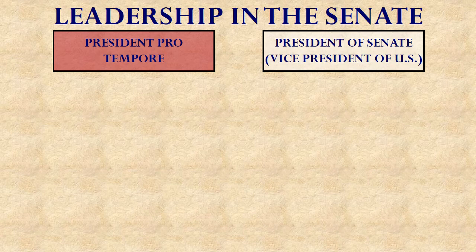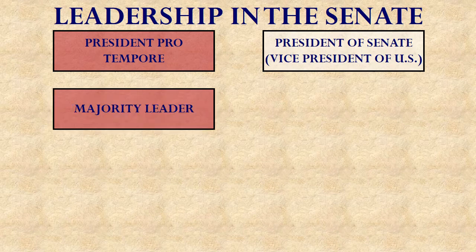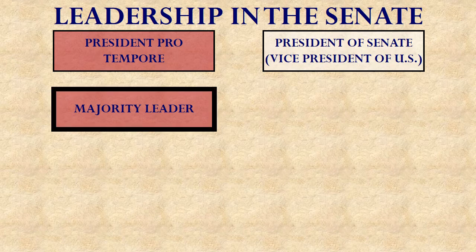So who are the real leaders then of the Senate? If it's not the Vice President of the United States, who according to the Constitution is the President of the Senate, and it's also not the President pro tempore, who, according to the Constitution, is supposed to fill in when the vice president isn't there. Well, the majority party has a majority leader, like in the House of Representatives, where there's a majority leader also. But in the Senate, that's where the real power of leadership lies, not with the vice president or the president pro tempore. It's the majority leader who's really in charge.